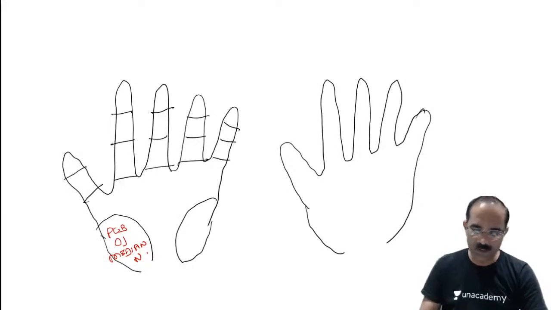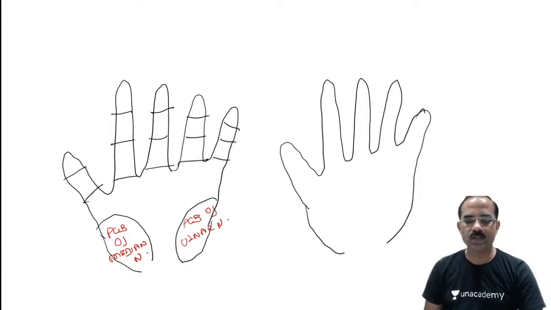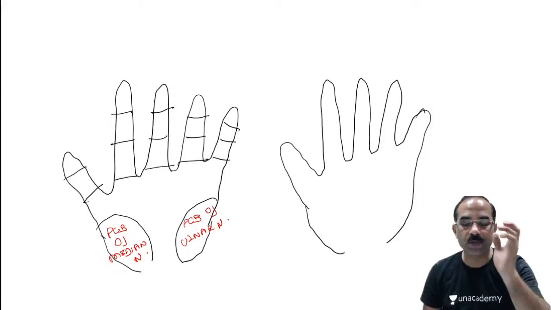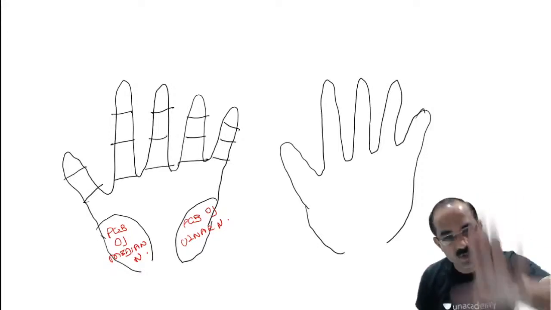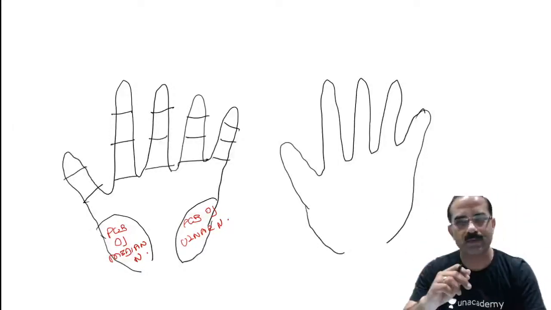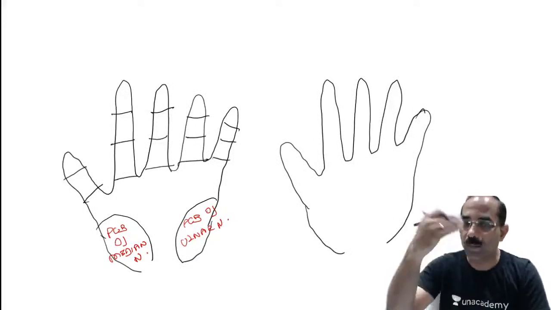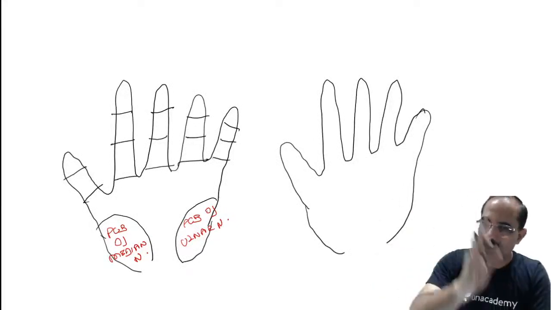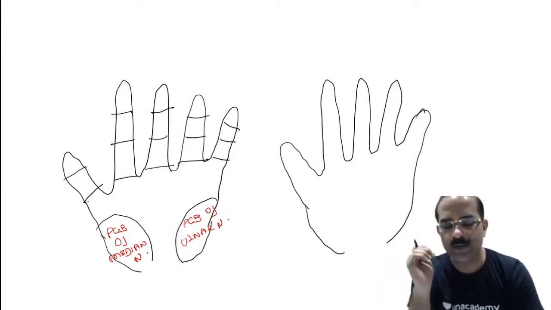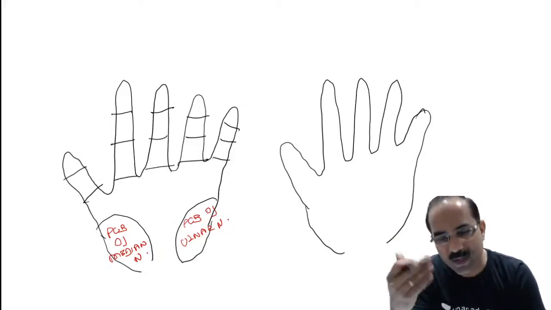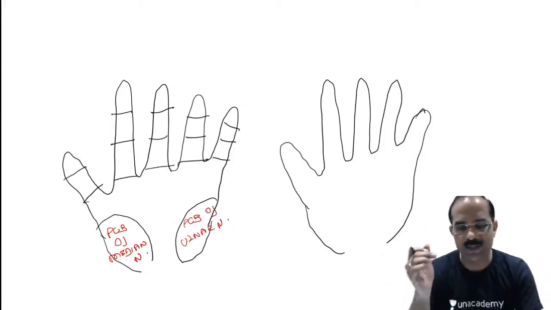Palmar cutaneous branch of median nerve, and who supplies the skin here? That's the palmar cutaneous branch of ulnar nerve, and this is also given in the forearm. Ye dono nerves hain na, they go above the flexor retinaculum. The palmar cutaneous branch of median nerve and the palmar cutaneous branch of ulnar nerve, both of them go above the flexor retinaculum.